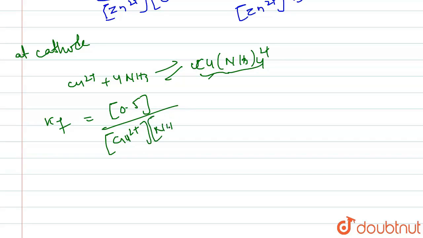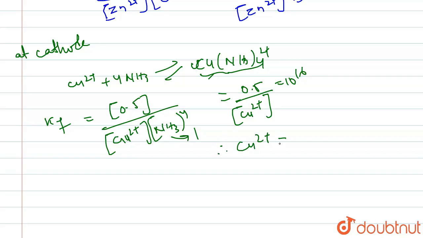So doing that, it is 0.5, the concentration of this complex, upon Cu2+ and NH3 to the power 4, and its value is 1. So this equals 0.5 upon Cu2+, which equals 10 to the power 16. Therefore Cu2+ will be equal to 5 into 10 to the power minus 13 molar. So we have the concentration of Cu2+ and we have the concentration of Zn2+.